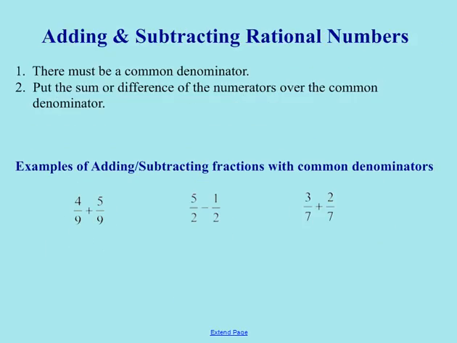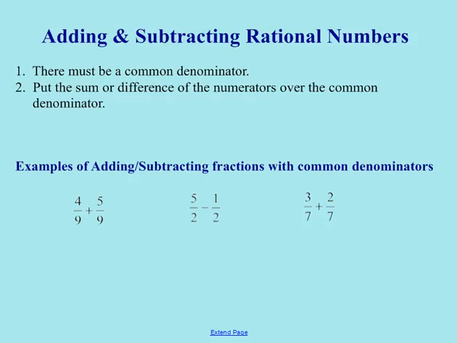Okay, we're done converting back and forth decimals to fractions. Now we're getting into the math operations with fractions, skills that students very often need review on. So we're talking about adding and subtracting rational numbers or fractions here. Step one, you must remember that there has to be a common denominator when adding and subtracting fractions. Step two, put the sum or the difference of the numerators over the common denominator.